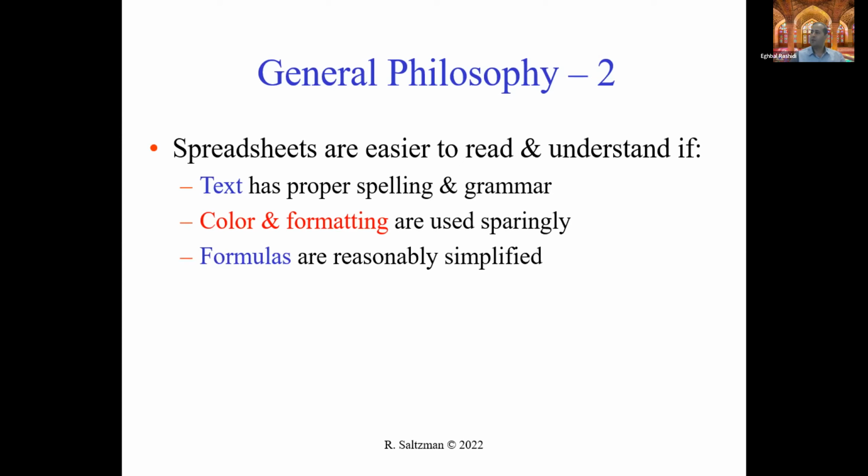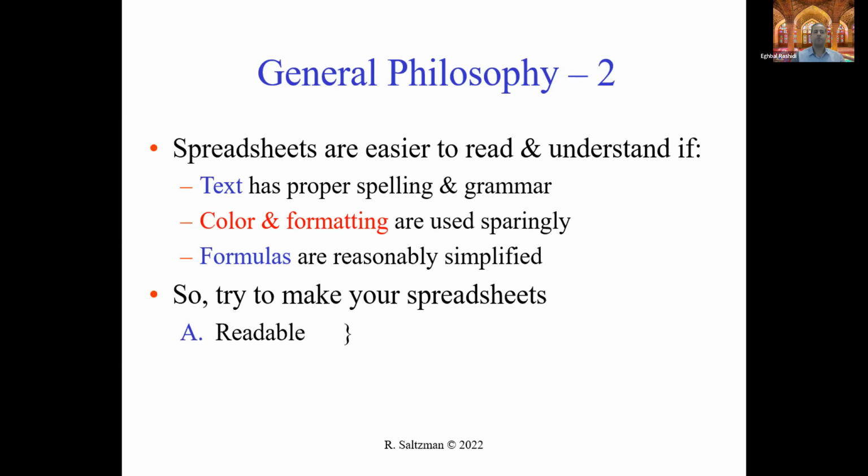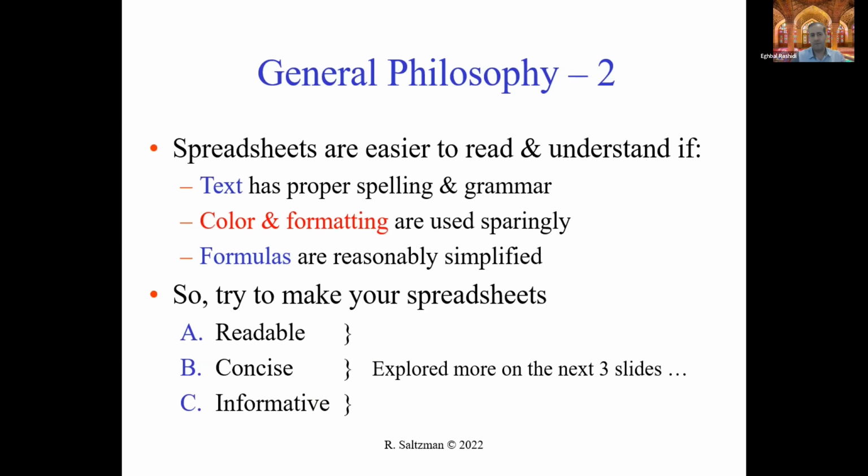Again, you should try to make your model as simple as possible for people to understand. Try to use, for example, range names, so that when you're using references to other cells, it would be easier. Instead of just having B12 multiplied by C13, use the labels, the range names, for what they stand for. Right, so try to make your spreadsheet more readable, more concise, and more informative. So we're going to talk about these here.